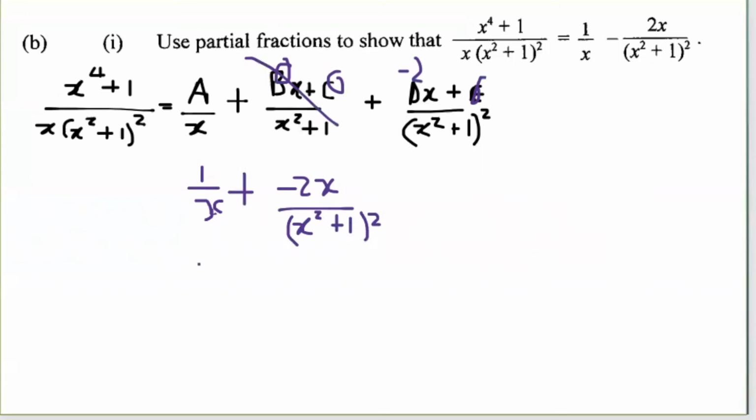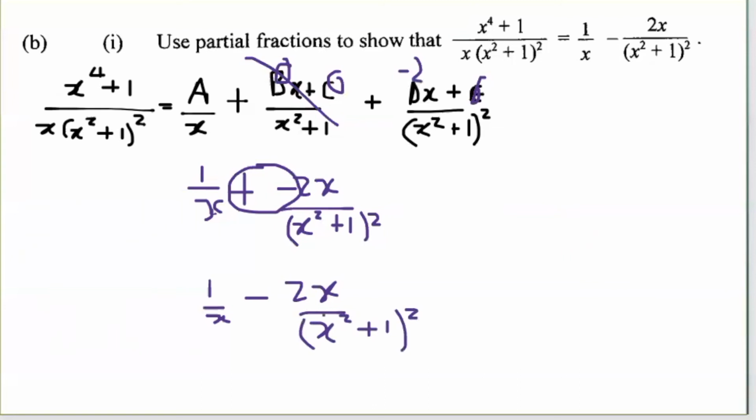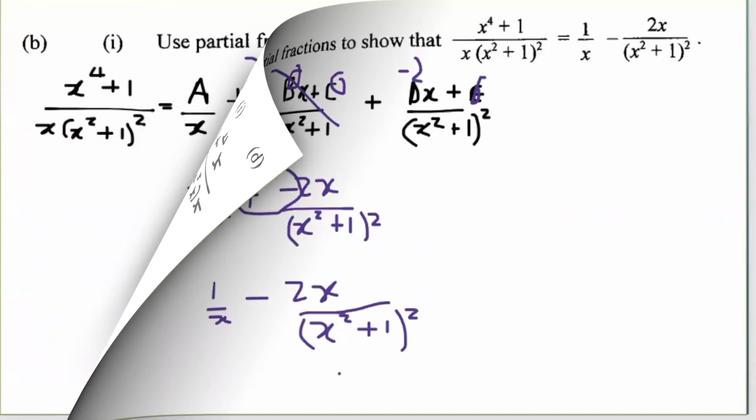Now positive times negative, that's negative. So I'll have 1 over x minus 2x over x squared plus 1 all squared. And as you can see, we have gotten the partial fraction which we needed to show.